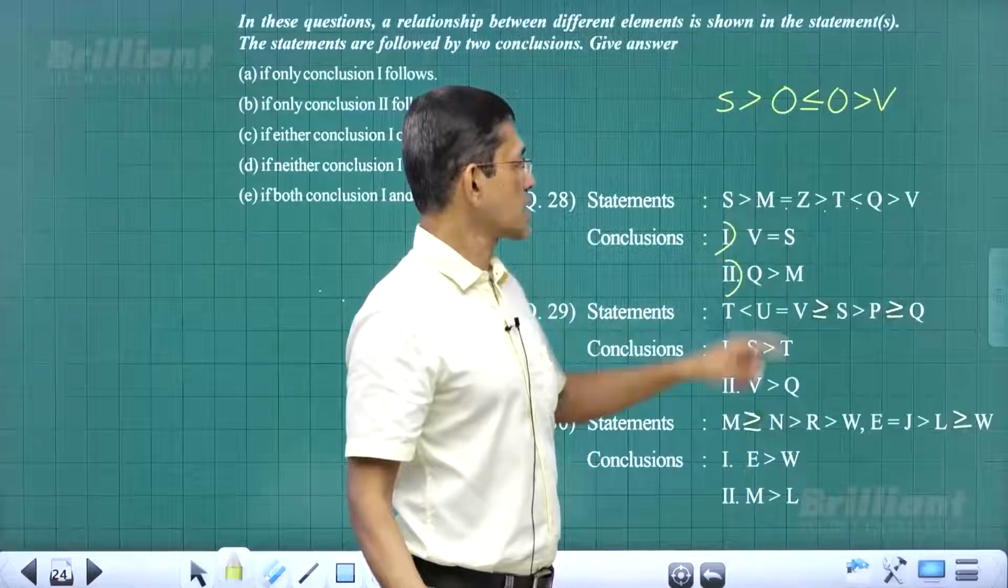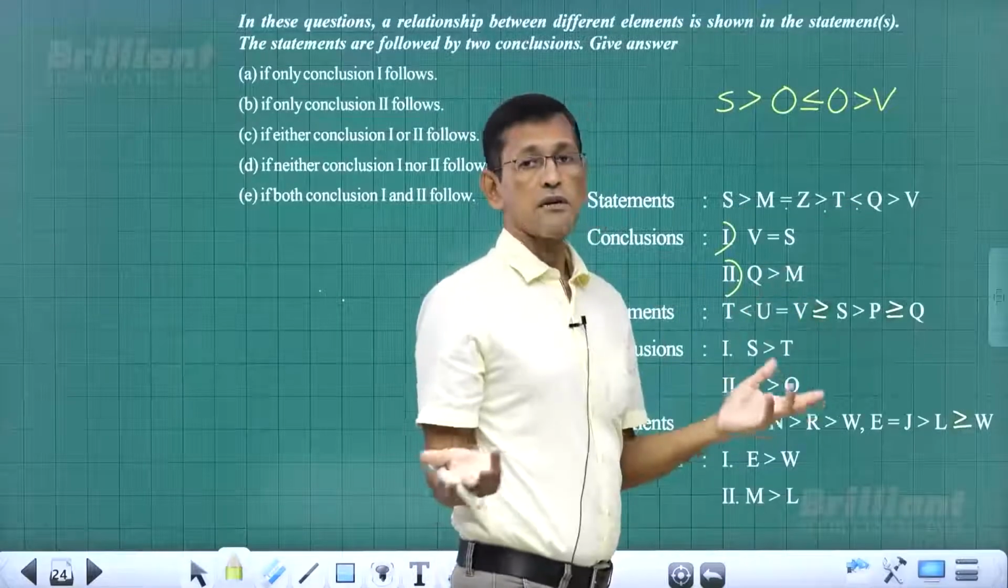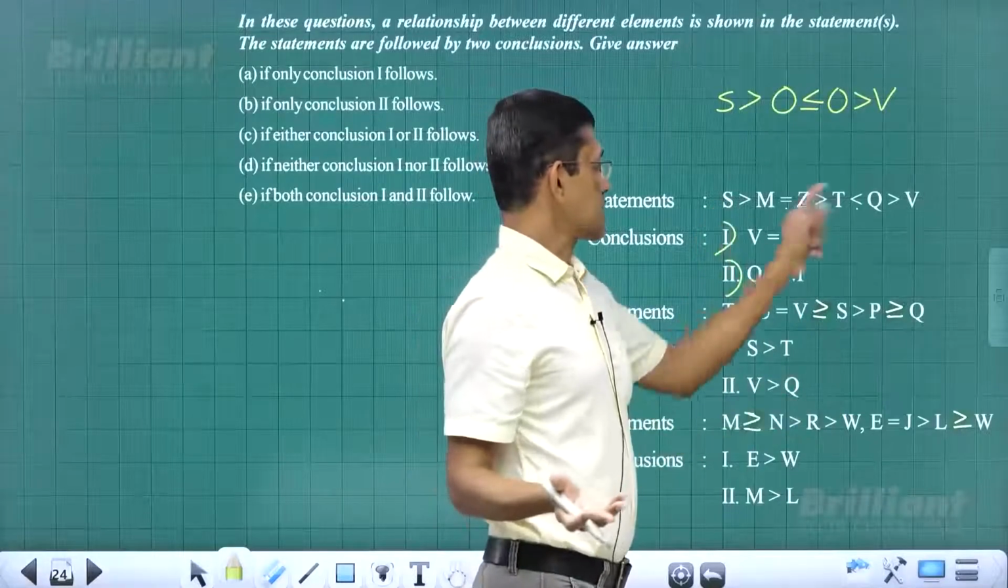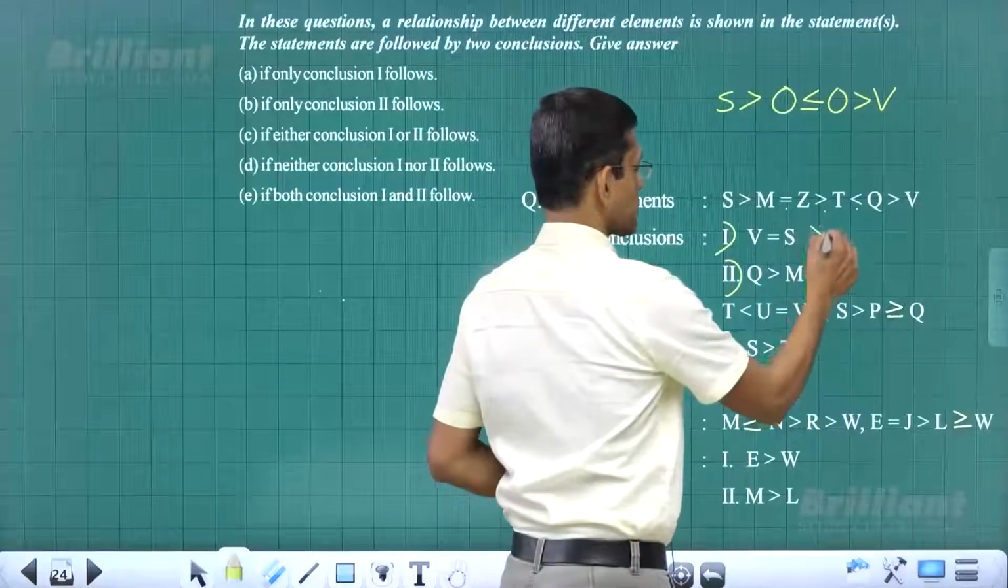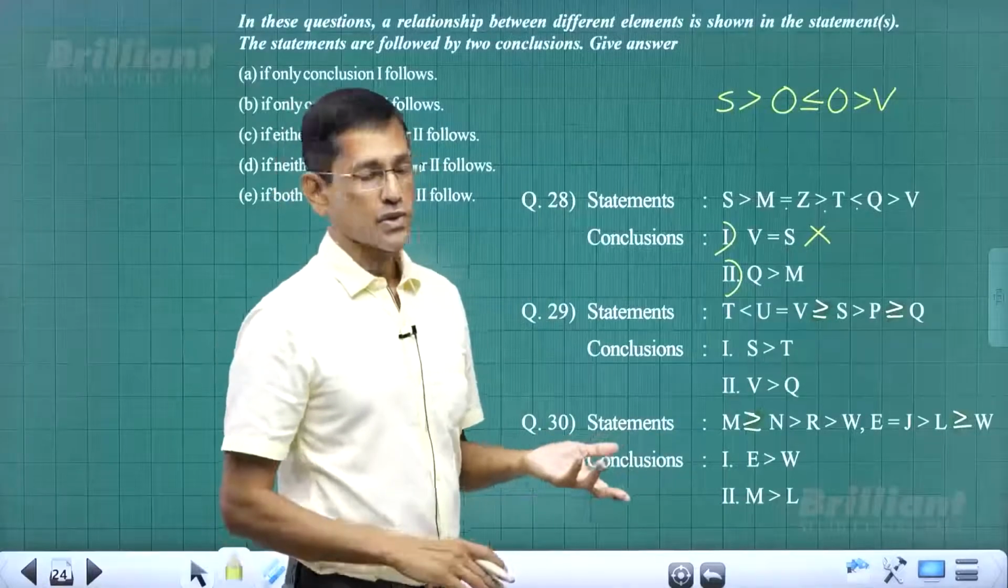So here we have contradictory symbols. This is greater than and this is less than. So of course we have contradictory symbols between S and V. So that doesn't follow. That's the simplest way of answering those kinds of questions.